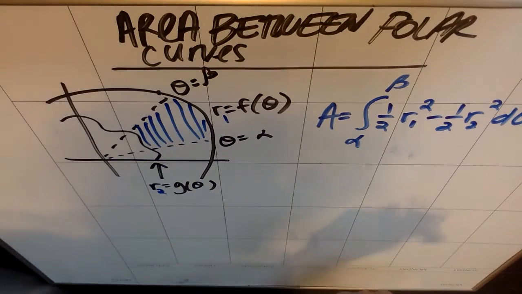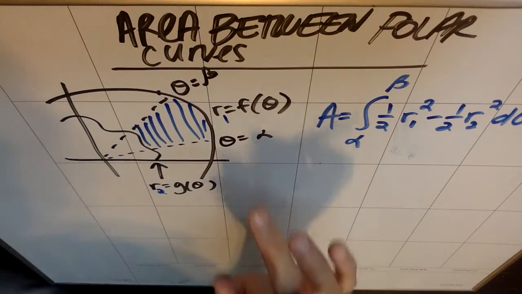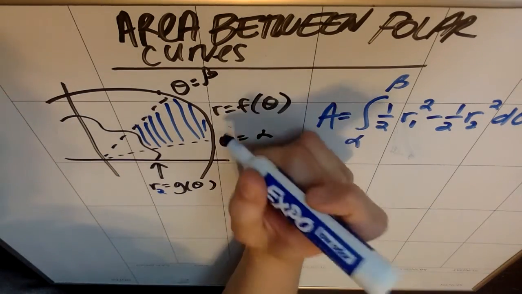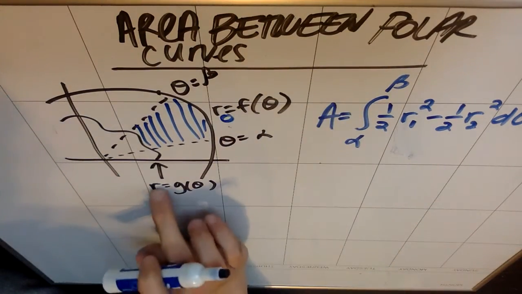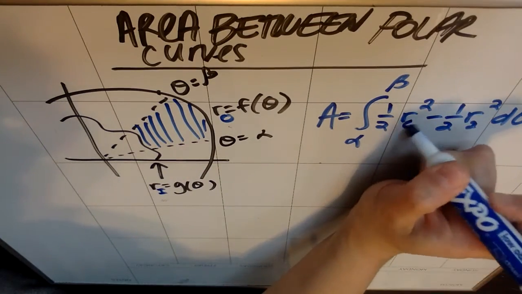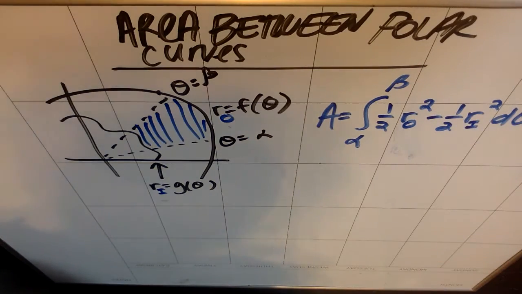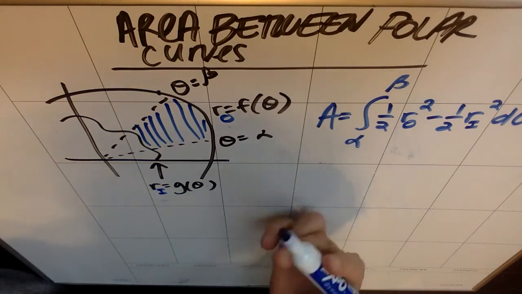So I labeled them 1 and 2. You could also use an O and an I if you like it better, and maybe that's the smarter way to do it. I'm going to use R sub O for outer and R sub I for inner here. The big thing is that it's the outer radius minus the inner radius, so it's the outer radius quantity squared.